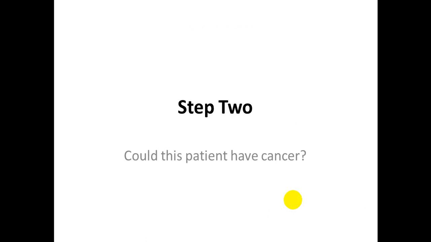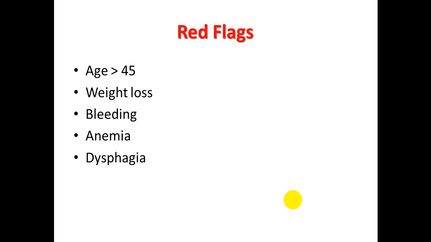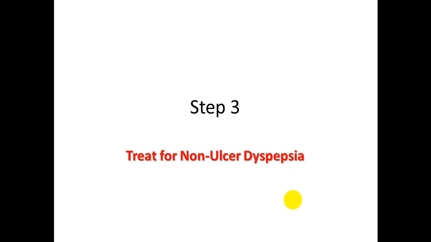Step 2: could the patient have cancer? So the first thing to exclude is a red flag: age more than 45, weight loss, bleeding, anemia, dysphagia, which is difficulty in swallowing. If any of these red flags are present, this means that the patient needs further investigation and assessment.